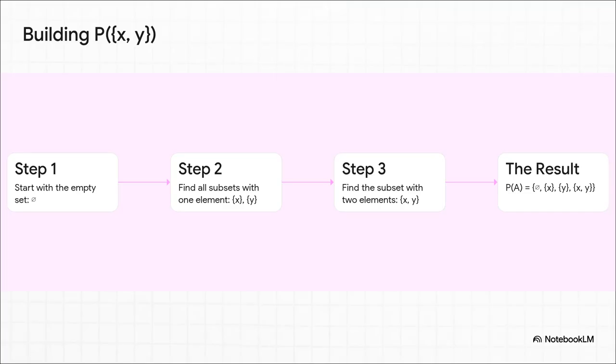Let's say our set A just has two little elements, x and y. To build its power set, we start by listing the subset with 0 elements. Remember, that's the empty set. Then, we list all the subsets that have just one element, so {x} and {y}. And finally, we list the subsets with 2 elements, which is just the original set itself, {x, y}. And there you have it. That collection of all those other sets, that is the power set.